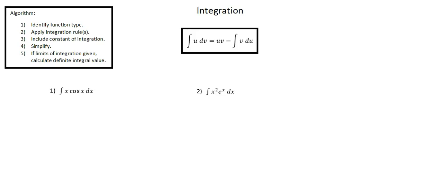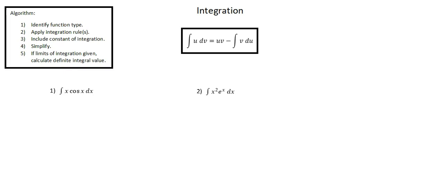Our topic is integration. In this lesson, we'll learn how to perform integration using the method integration by parts. At the top of the screen, we have the integration by parts formula, which is the integral of u dv equals uv minus the integral of v du.